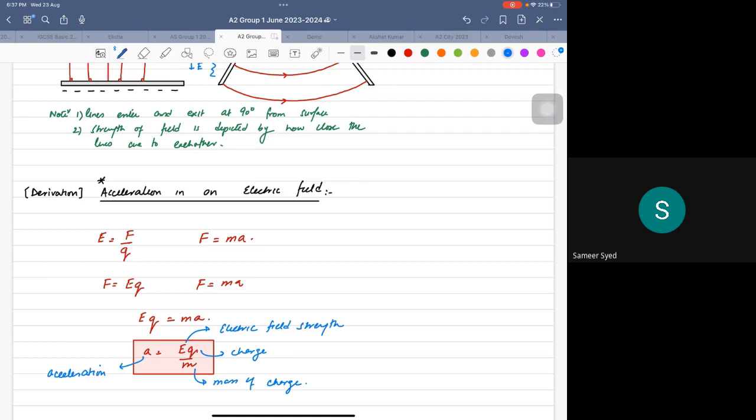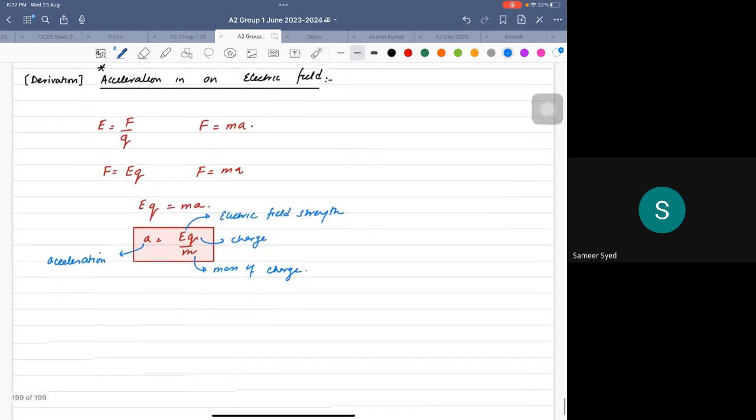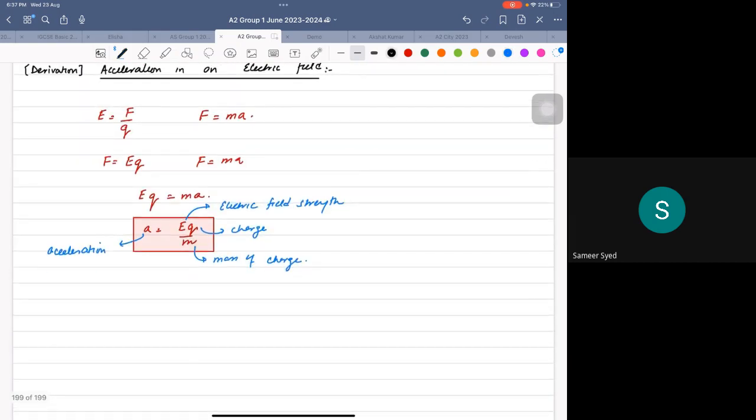Now, a few things from AS that I would like to point out, so that you do not forget them. Just writing AS. From AS, we need to learn that 1u is the unified atomic mass, and the value of 1u is 1.66 times 10 raised to power minus 27. All right, so do remember that 1e is the elementary charge.